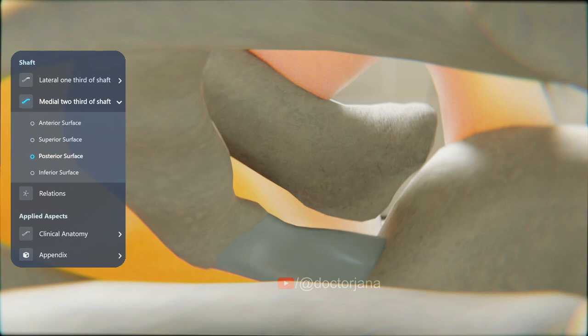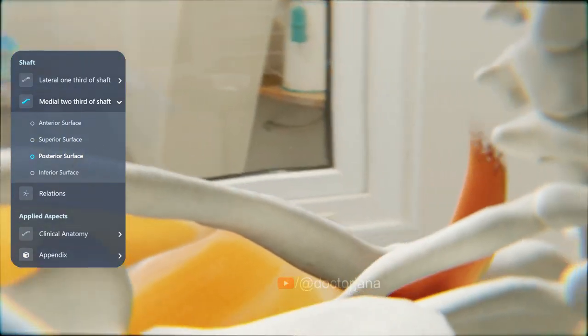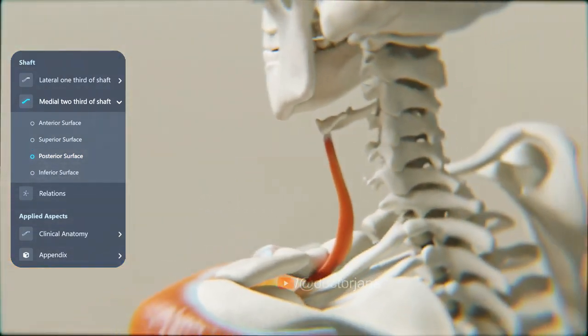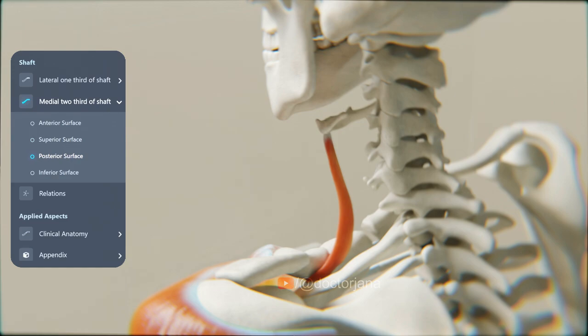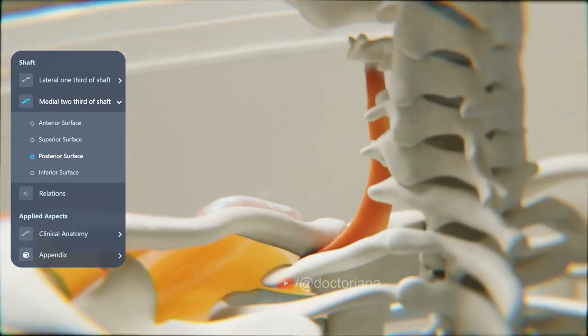The posterior surface gives origin to the SternoHyoid muscle medially. See, this is the SternoHyoid muscle, originating from the sternum as well as a part of the clavicle and then inserted onto the hyoid bone. The rest of the posterior surface is smooth.